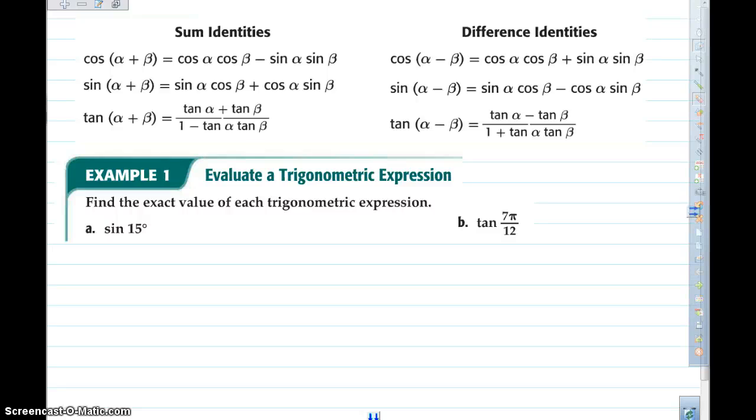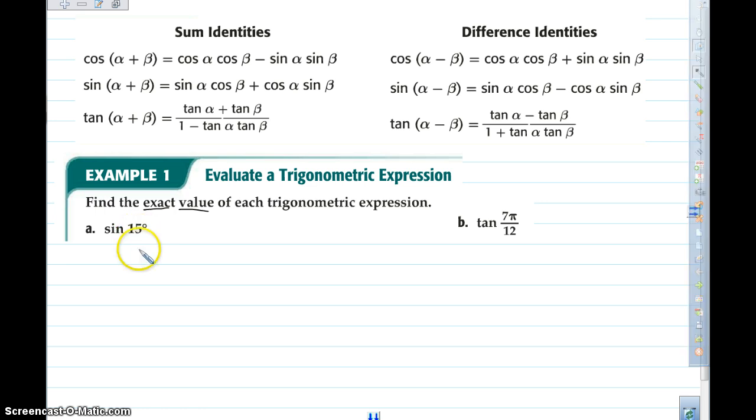Hey there everyone. Today we're going to be learning about the sum and difference identities. These identities are used when you're trying to find the exact value of a trig expression that's not on your unit circle. For instance, if we're trying to find the sine of 15 degrees, we can't just look on our unit circle to get the exact ratio.